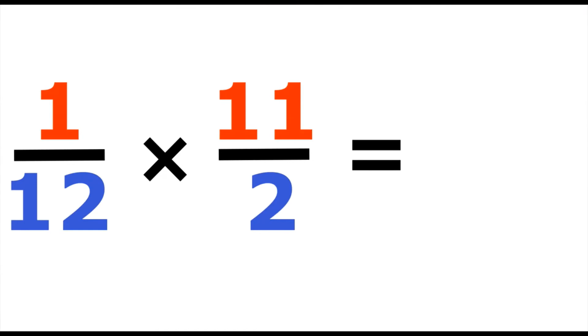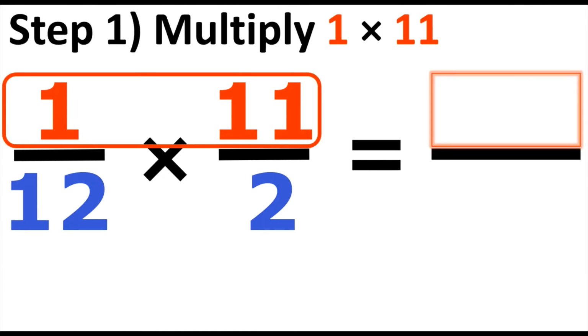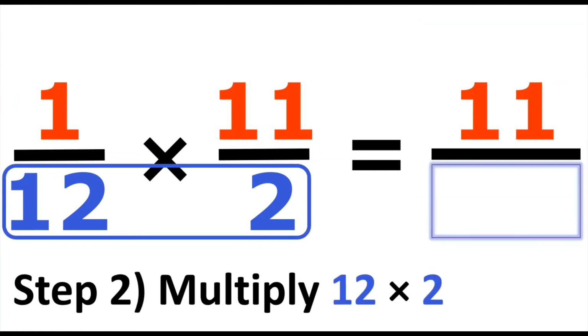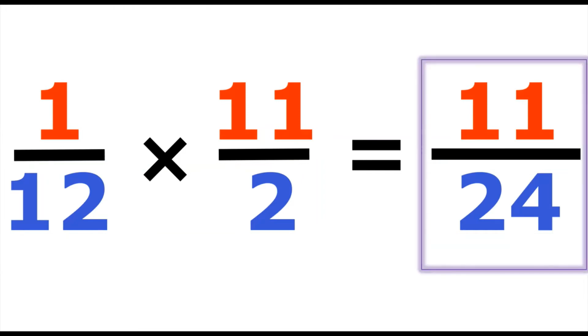Number 13. At the top, we have a 1 and 11. We multiply 1 times 11. Answer is 11. Looking at the bottom, we have 12 and a 2. Multiplying 12 times 2, we get 24. So the answer is 11 over 24.